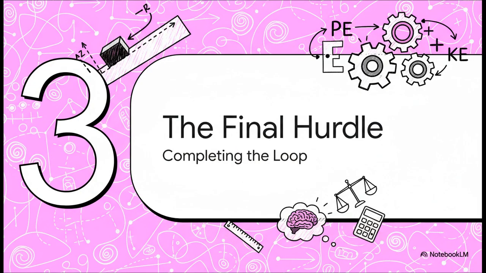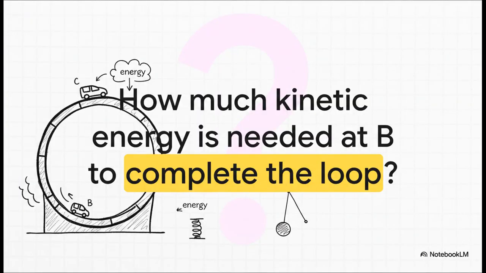We're on the home stretch now. This last part isn't so much about crunching numbers. It's more about thinking like a physicist. Okay, here's the final puzzle. To get to the very top of the loop, position C, the car needs to gain 0.20 joules of potential energy. So the big question is, how much kinetic energy does it need at the bottom of the loop, at position B, to actually make it all the way around? Does it need less than 0.20 joules, exactly 0.20 joules, or more?